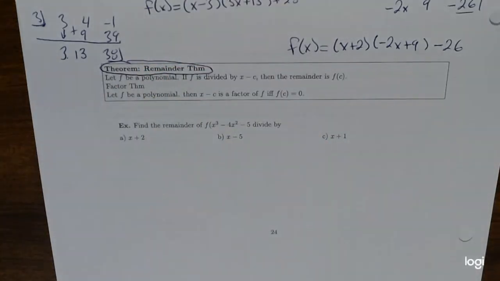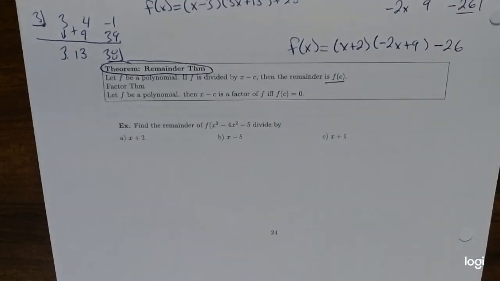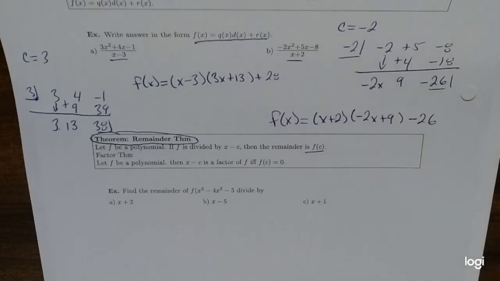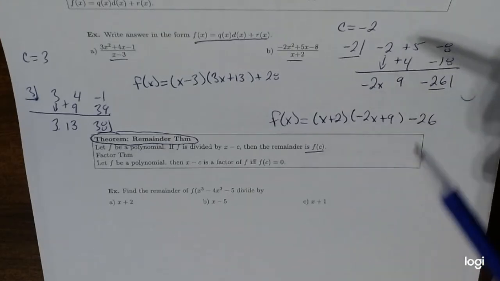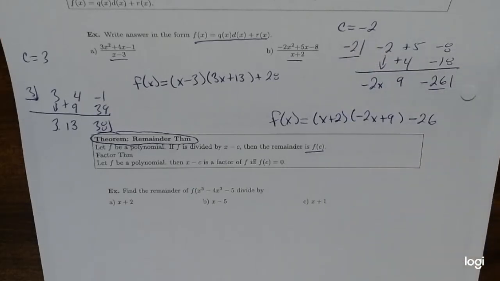Okay. So the remainder theorem says: let f be a polynomial. If f is divided by x minus c, the remainder is literally f of c. So in other words, we don't have to actually do this synthetic division to find the remainder. All we have to do is plug the c value into the function, and we will literally see the remainder itself. So no need to do this portion here. And that will come up a little later as to why it's so important. Okay, actually in a couple minutes.